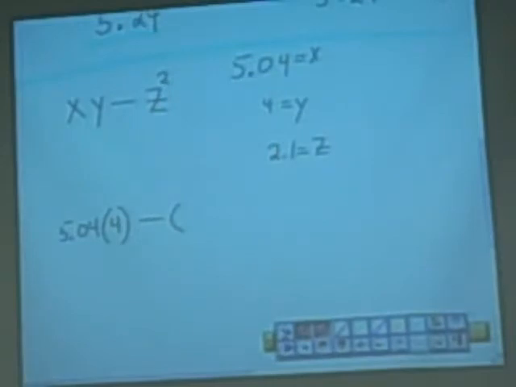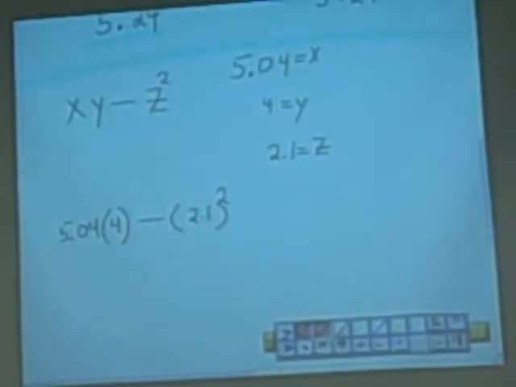Minus, and then we're going to put 2.1 squared. Okay? Alright. Still have to follow the order of operations, right? Every step is its own order of operations. So first thing we have to do is work out what to do first. We have multiplication, we've got subtraction, we've got exponents, right? What do we do first?